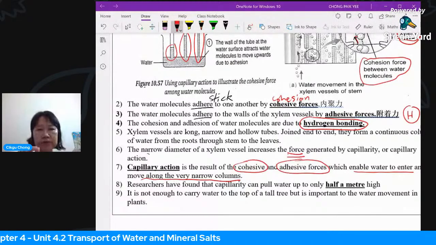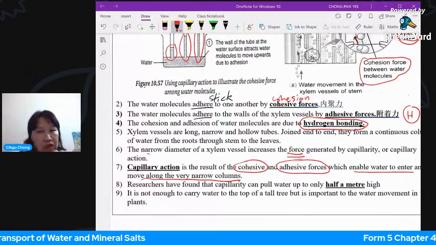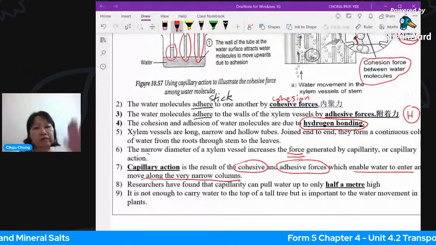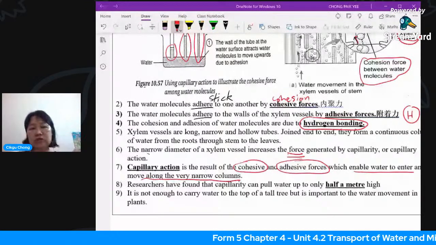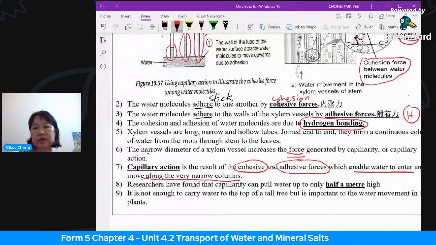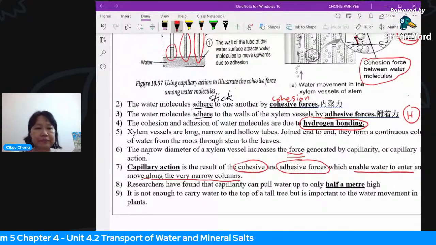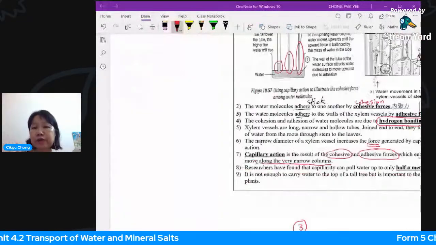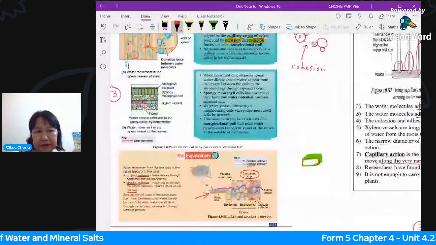But capillary action is a bit stronger. It can pull up to about a few feet or a few meters. And then the third one is the strongest, which is the transpirational pull. So we're going to talk about the transpirational pull now. I think for your class 5S4, we stop there.